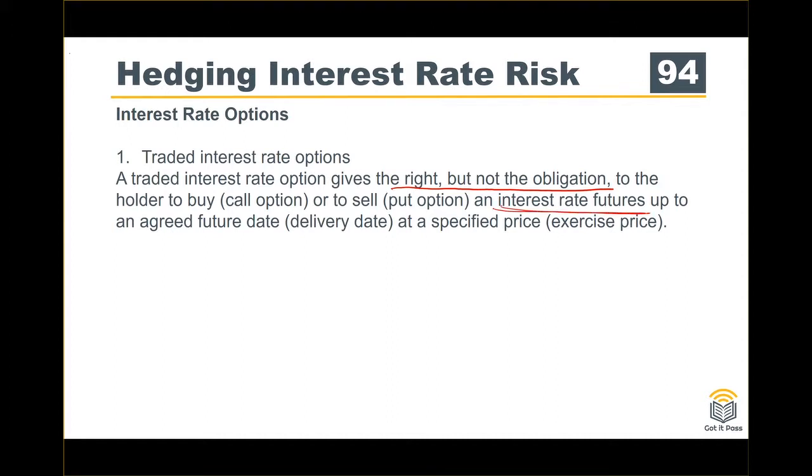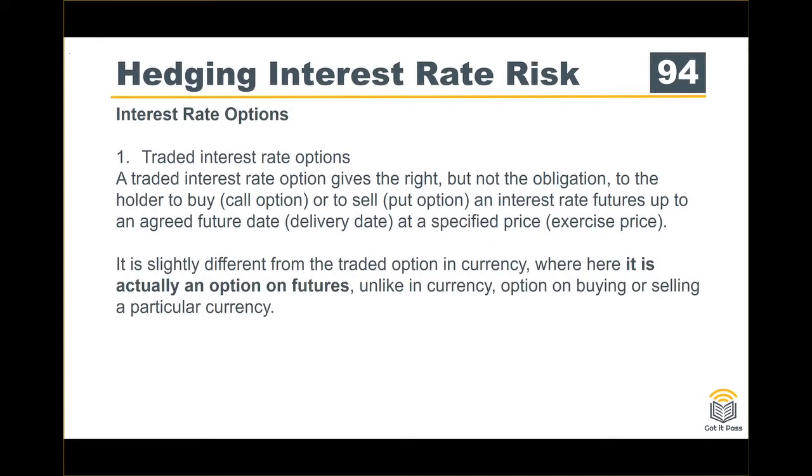It's different from the currency option. For a currency option, the underlying asset is the currency itself. But for interest rate options, the underlying asset is the interest rate future. Okay, remember it's the difference. So here we repeat again. It is actually an option on futures, unlike currency.